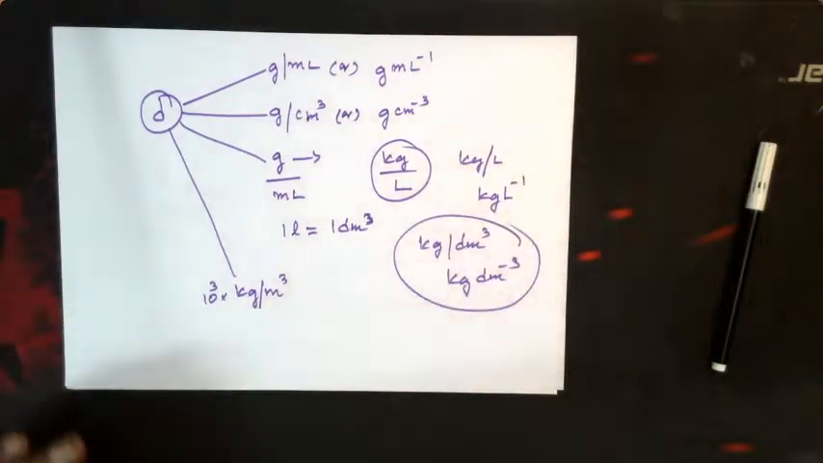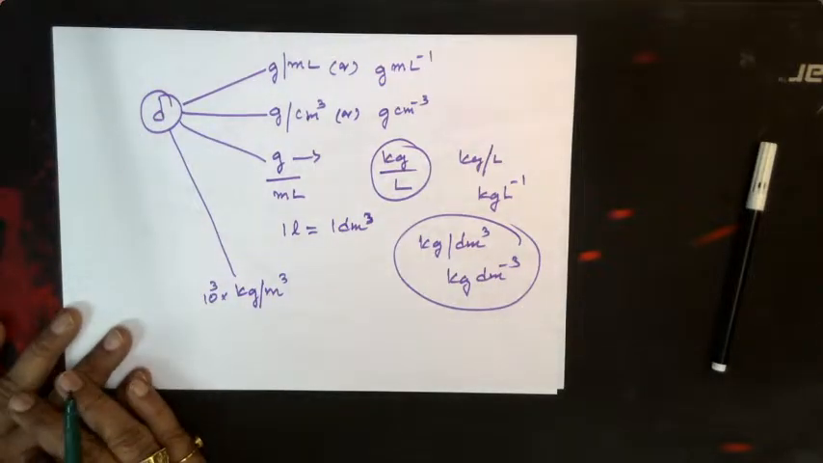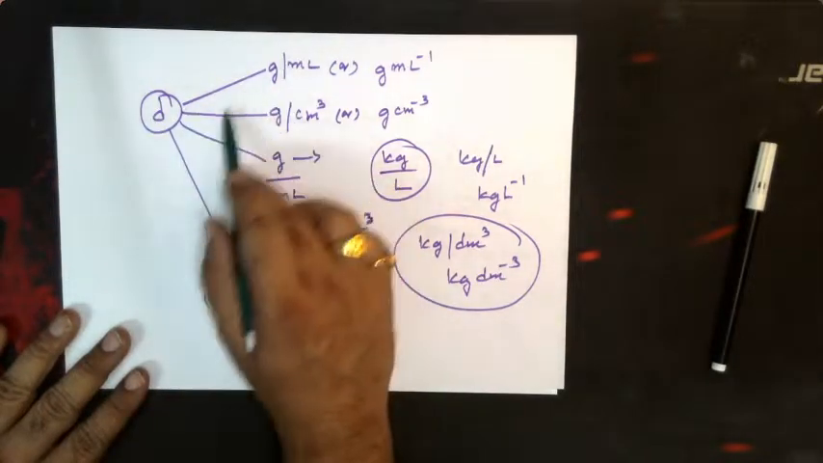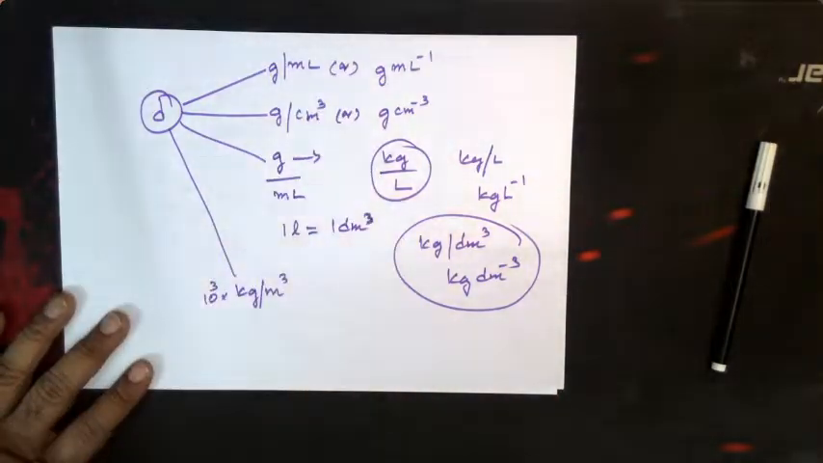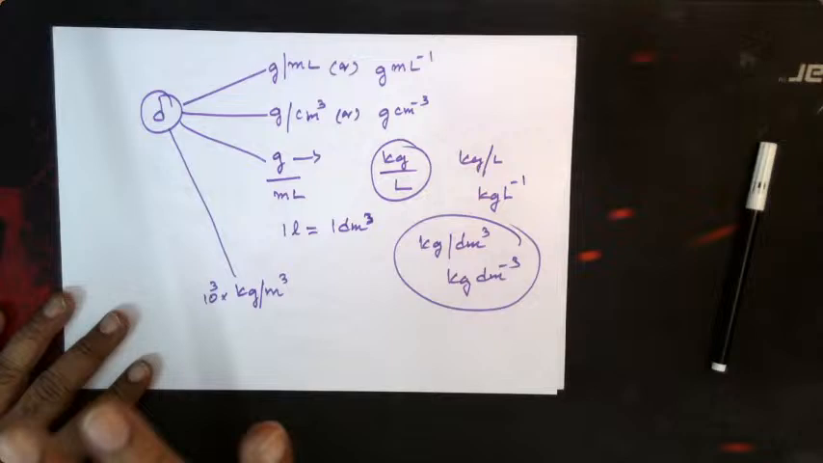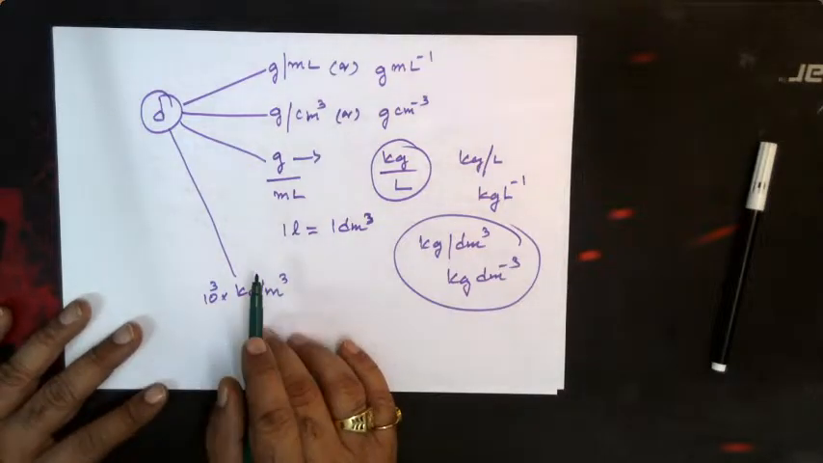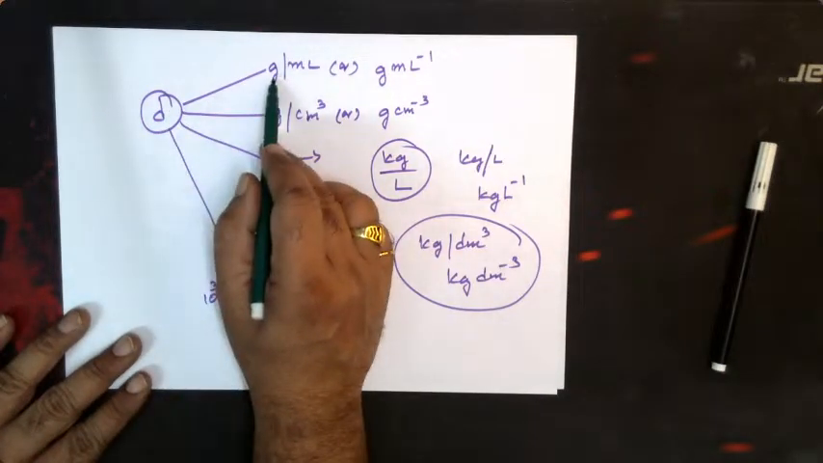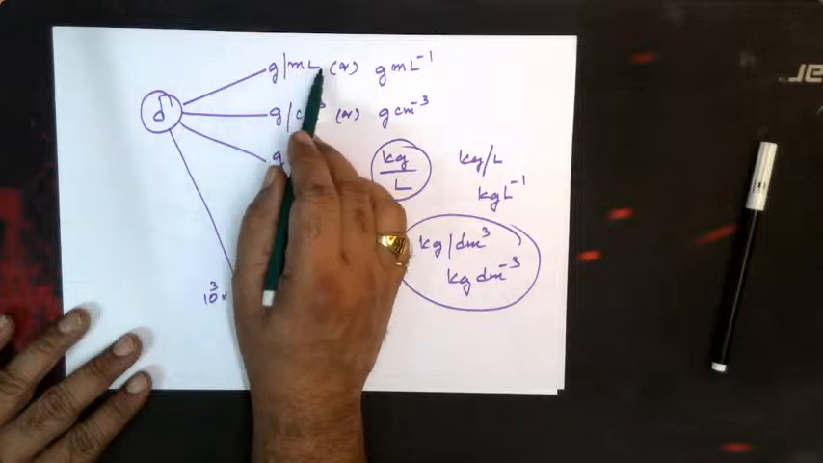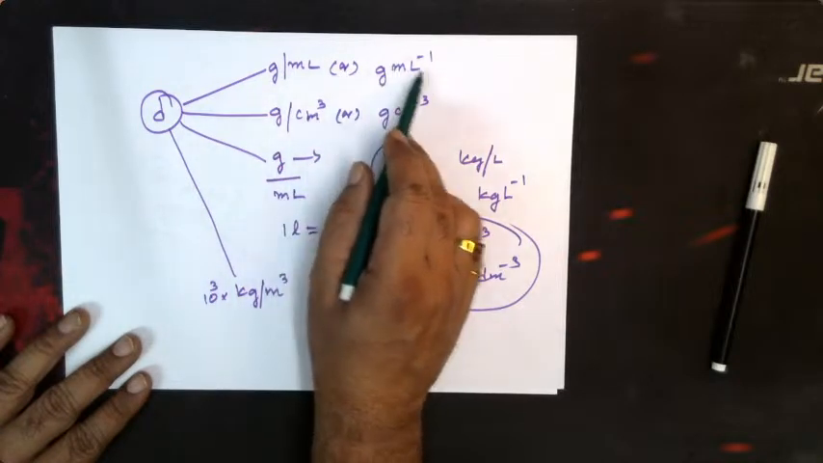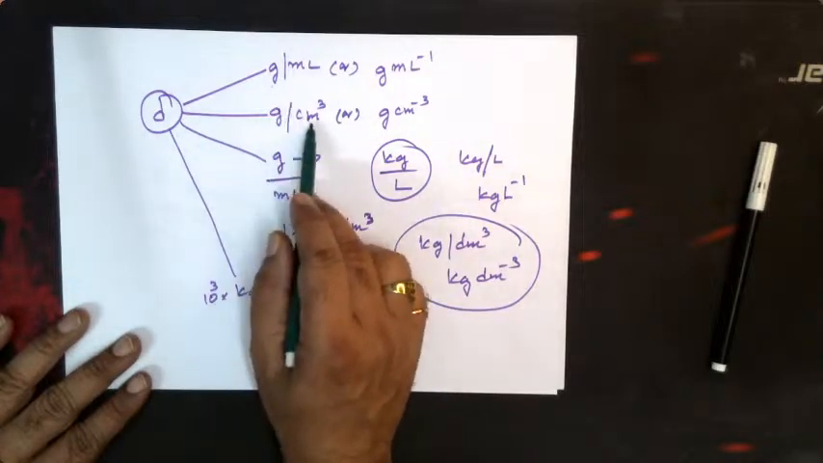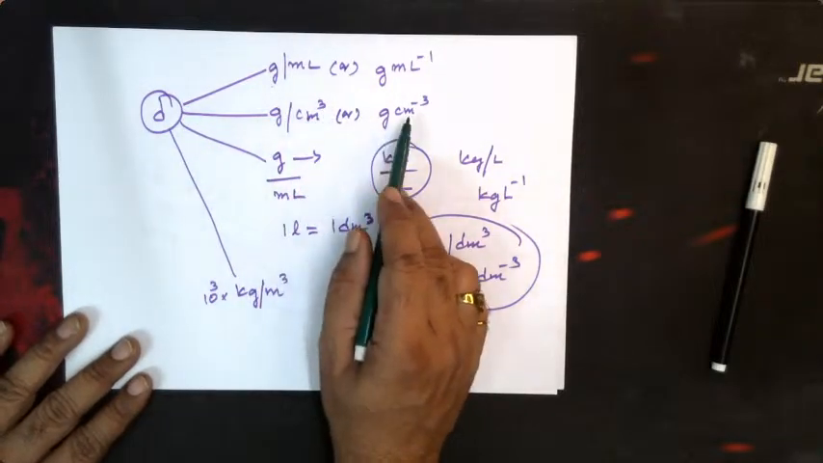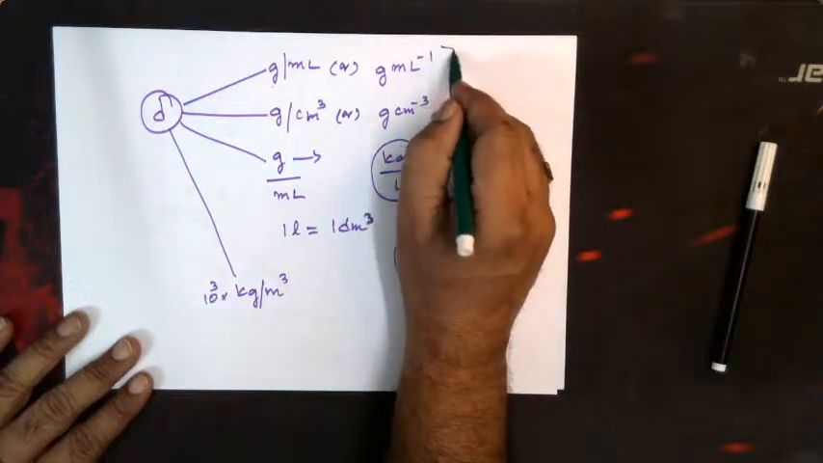Now the density. As I already mentioned, the density parameter is very, very important. This can be represented in various ways. You could have seen such units in any technical data sheet of any raw materials you purchase. It can be given in gram per ml or gram ml power minus 1. Both are the same. Otherwise, it can be represented as gram per cubic centimeter or gram centimeter power minus 3. These two are equal.